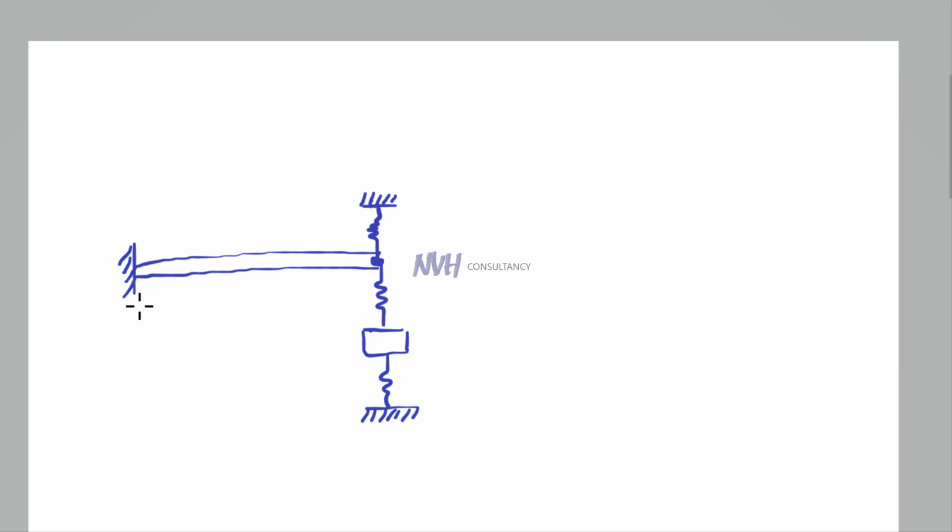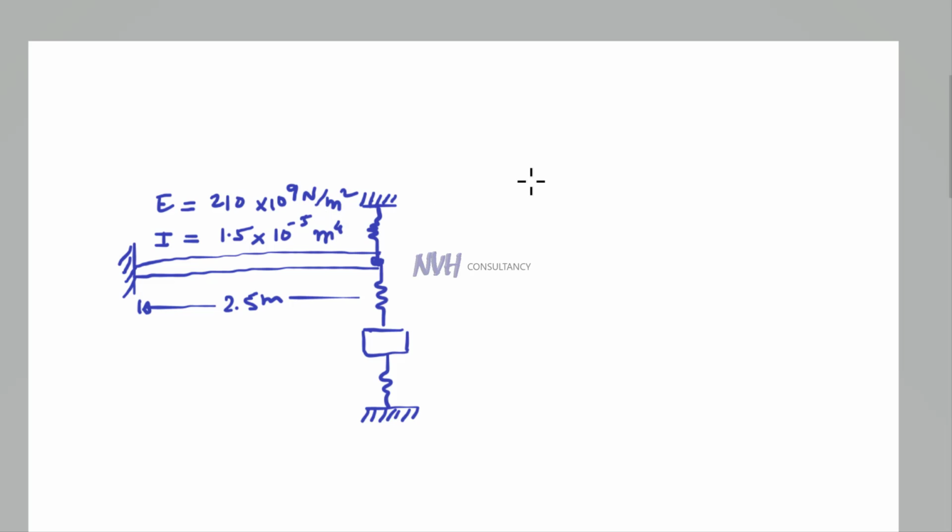The beam is about 2.5 meters in length. The material properties are given, that is E, the modulus of elasticity, which is given as 210 into 10 to the power 9 Newton per meter square. I is the moment of inertia of the beam, which is given as 1.5 into 10 to the power minus 5 meter to the power 4.